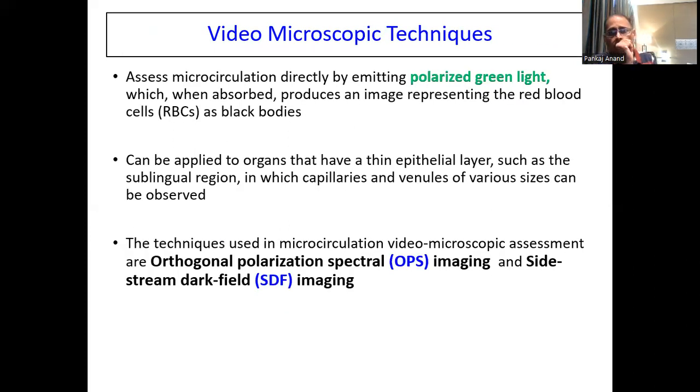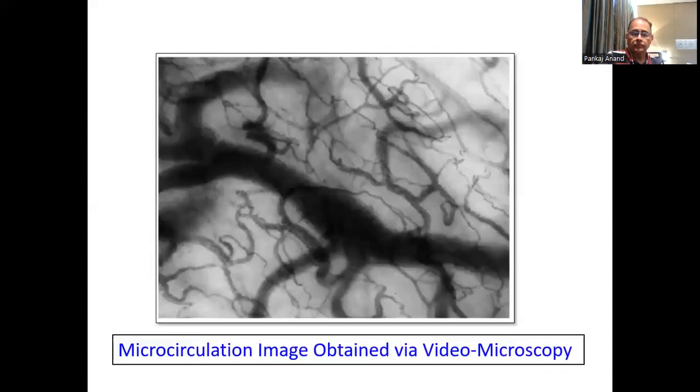So what you assess in video microscopic techniques is, we assess the microcirculation directly by the emitted polarized green light, which when absorbed produces an image which represents the RBCs as black bodies. And there are various techniques available. There is the orthogonal polarization spectral imaging and the side stream dark field imaging.